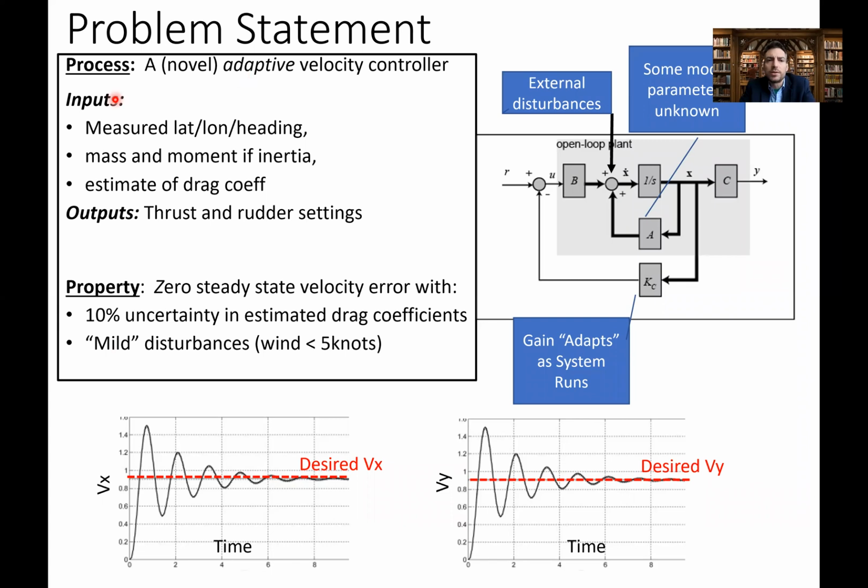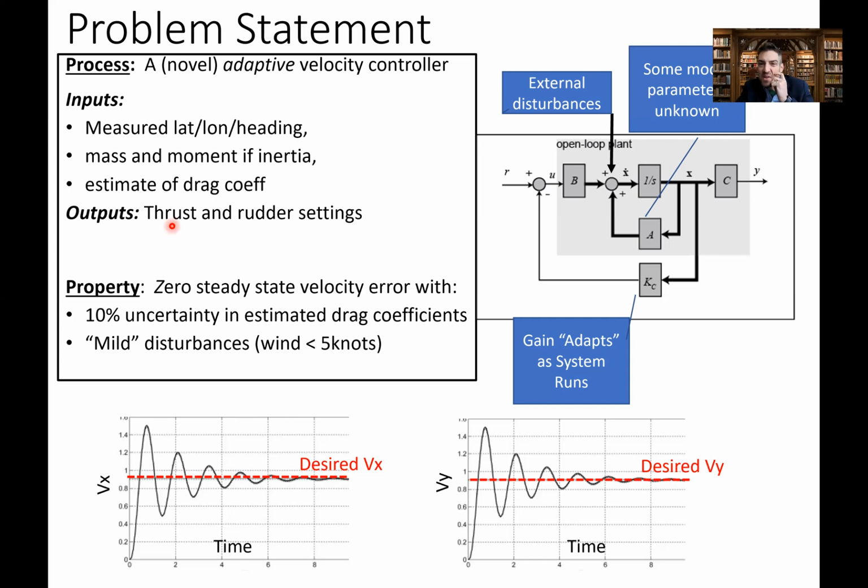So in terms of inputs, I'm going to have sensor information with my latitude, my longitude, my heading. I'm going to assume I know the mass and moment of inertia of the boat, but I'm going to estimate online this drag coefficient. So I have an initial ballpark estimate for it, but it's going to be adapted as the boat drives. In terms of outputs, my control law is going to produce a command to the propeller, the thrust setting, and the rudder setting that's going to help with my steering.